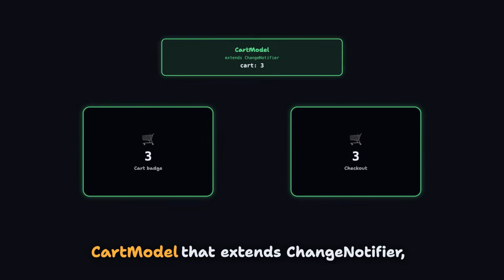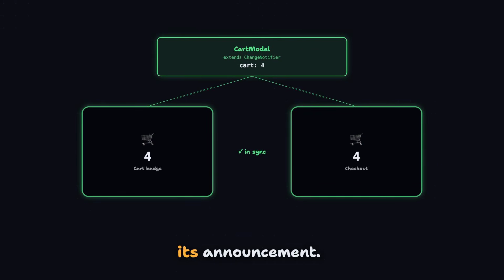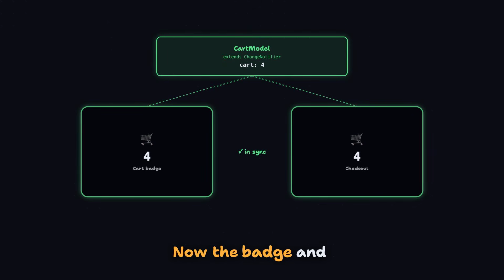So she writes a cart model that extends ChangeNotifier and puts exactly one of them above the whole app. Every time she adds a plant, that model calls notifyListeners, its announcement. Each place that shows the cart wraps a ListenableBuilder, which rebuilds whenever it hears that announcement. Now the badge and the checkout both read from that one model and never drift apart.